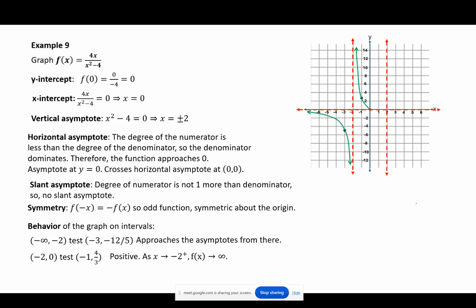Now we're going to check from 0 to 2. That's the next little interval we need to check. As x goes from 0 to 2, what is the function doing? So we'll test by putting in x equals 1 because that's in that interval. If you put that in, you get 4 over -3, so -4/3. That means the function is negative on that interval, and the only thing for it to do is to approach the asymptote.